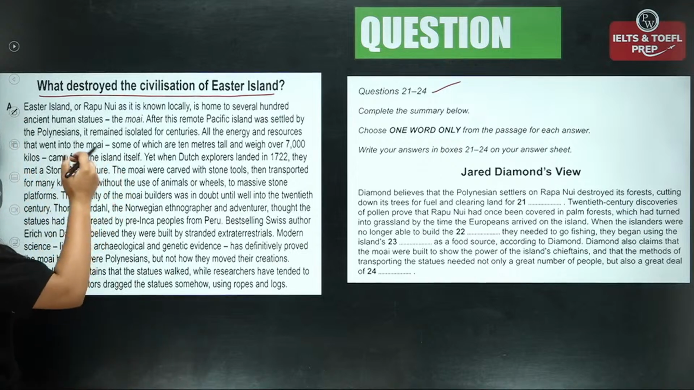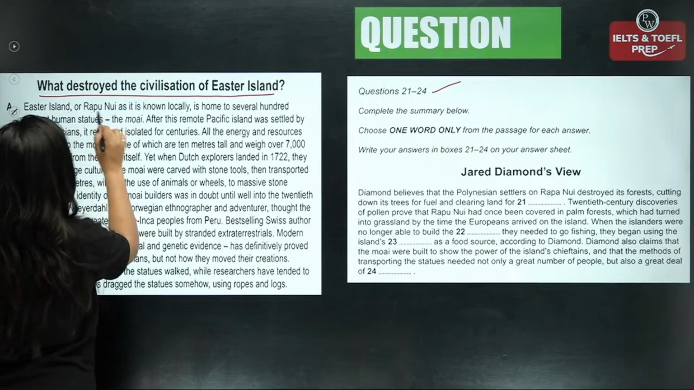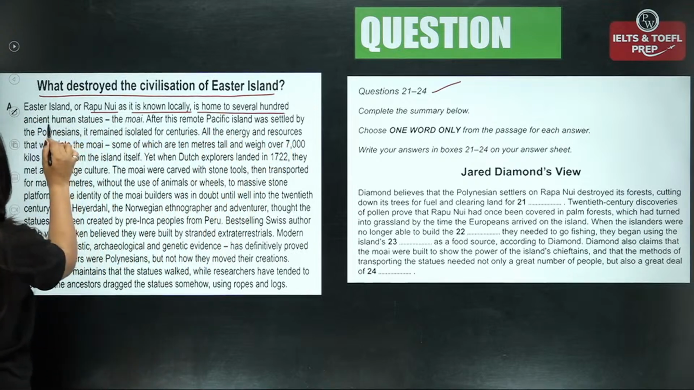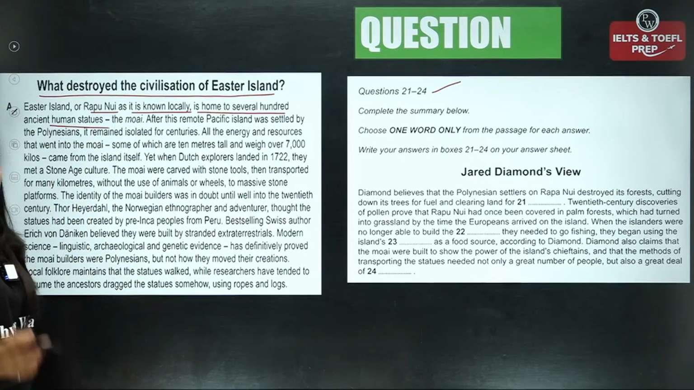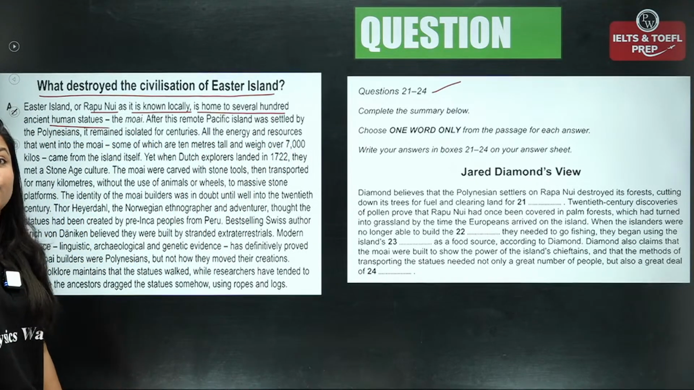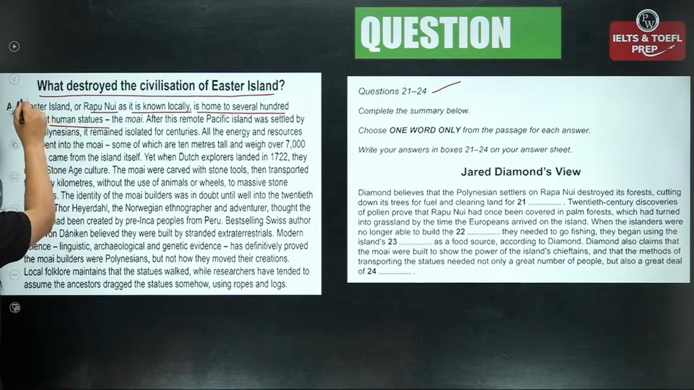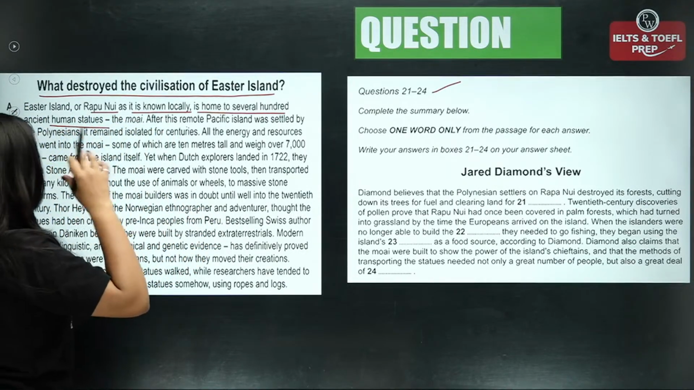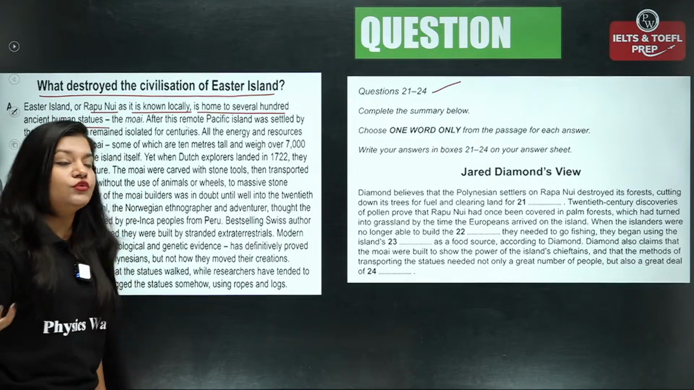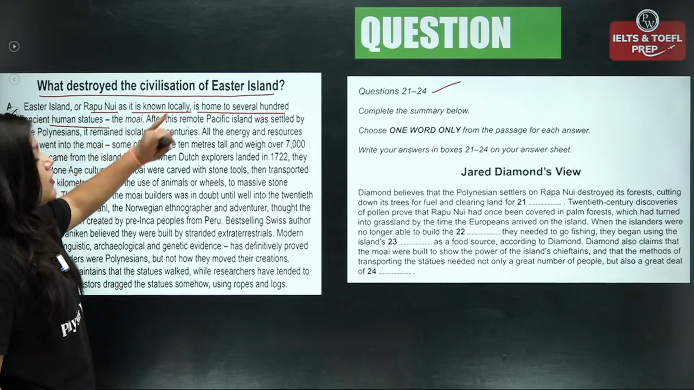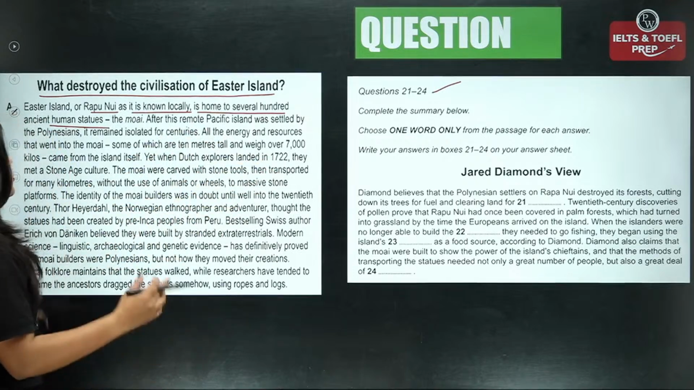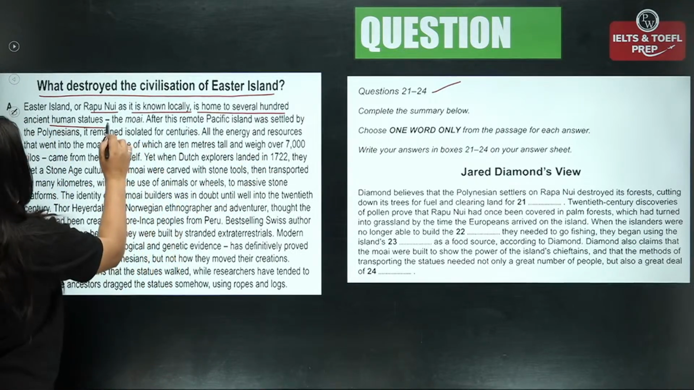Okay, let's go. Easter Island or Rapa Nui, as it is known locally, is home to several hundred ancient human statues. Achha, now we got it. So the statues that they were talking about in the question, it was about this. So what is it? Easter Island, also known as Rapa Nui, as it was commonly known locally, is home to several hundred ancient human statues, the Moai.